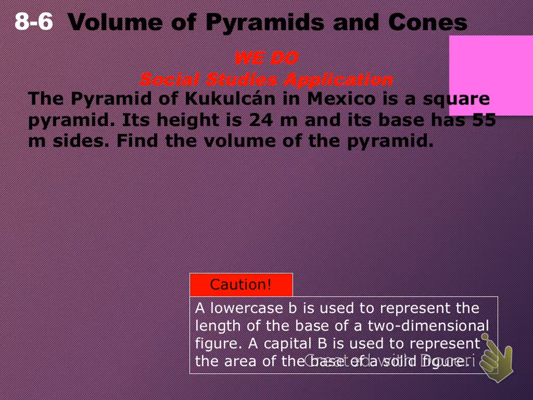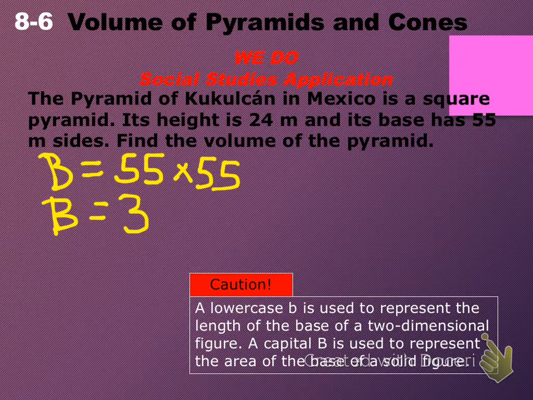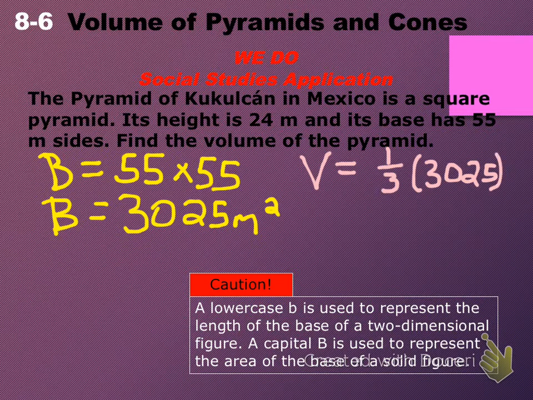So we know it's a square pyramid, so we know the area of the base is going to be length times width. So both sides of it are going to be 55. So you're going to take 55 times 55. So the area of the base is going to be 3,025 meters squared. So now to find the volume, we're going to take 1/3 of that base times the height of the pyramid, which is 24.